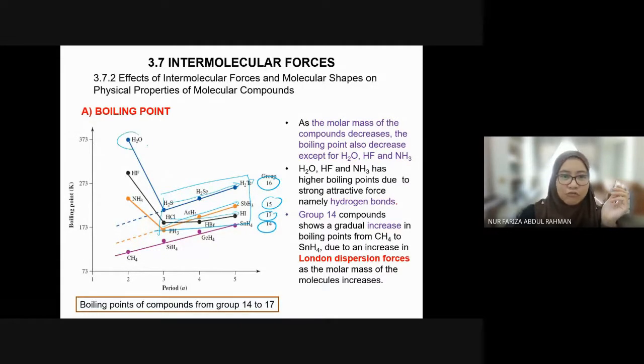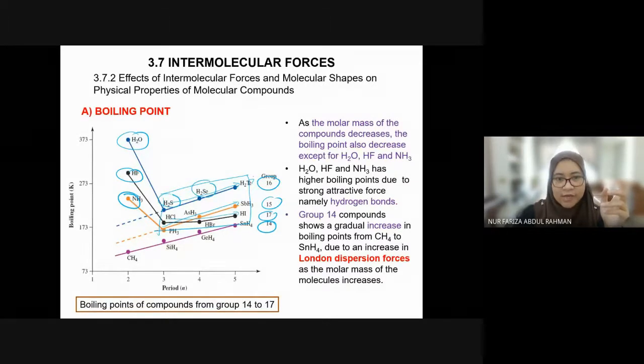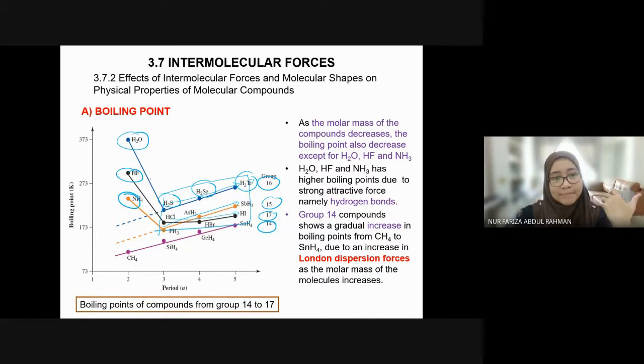Nampak tak? H2O, HF and NH3, even though H2O comes from the same group as H2S, H2Se and H2Te. Tapi kenapa H2O punya boiling point is very high compared to the rest? It's because of the hydrogen bond. Nampak tak? HF has a higher boiling point compared to dia punya adik-beradik yang lain. Kenapa? Because they all have hydrogen bonds. Hydrogen bond is the strongest.